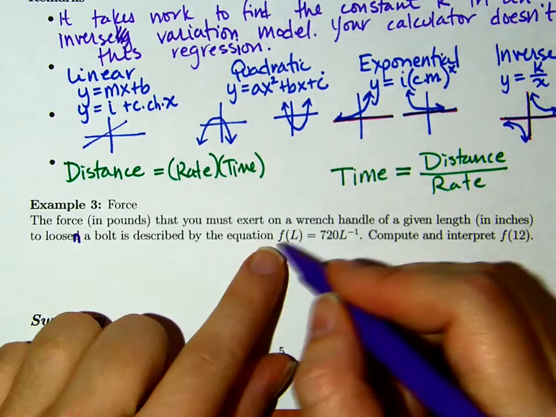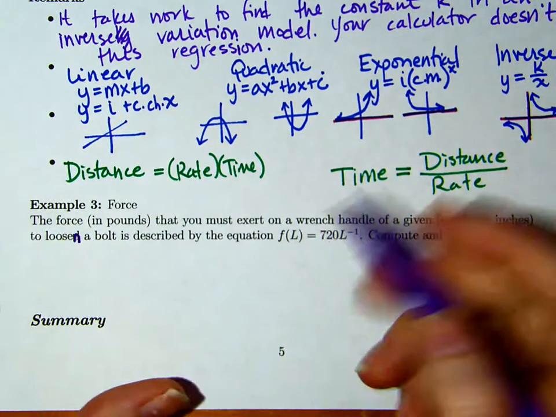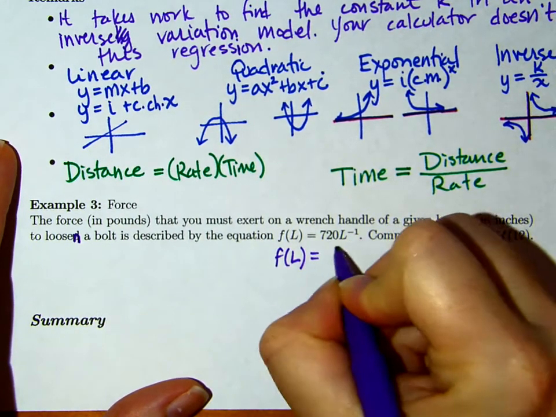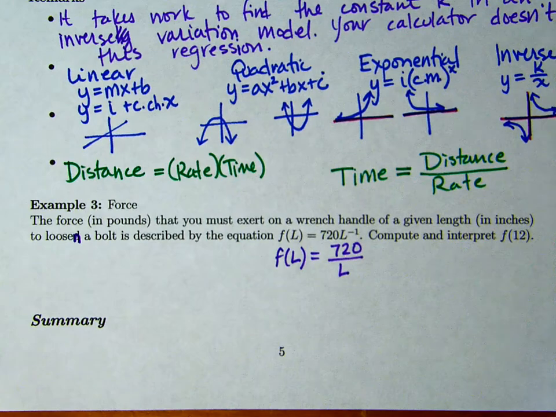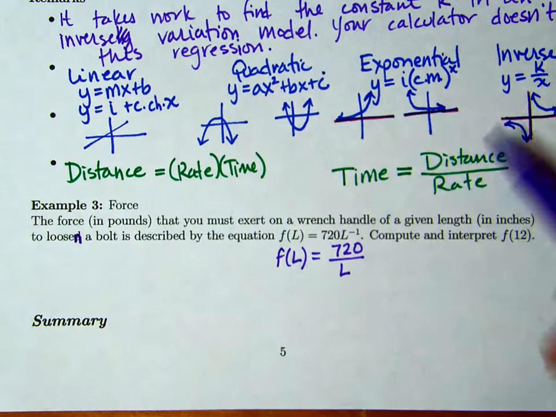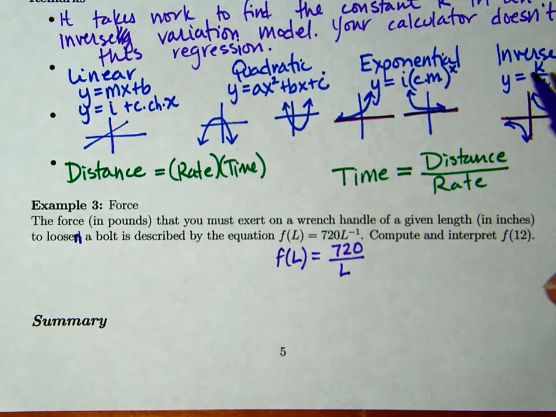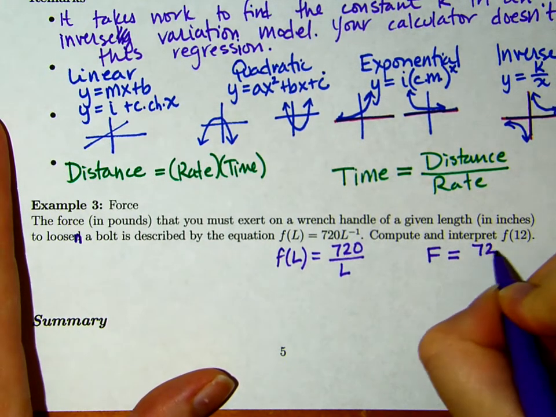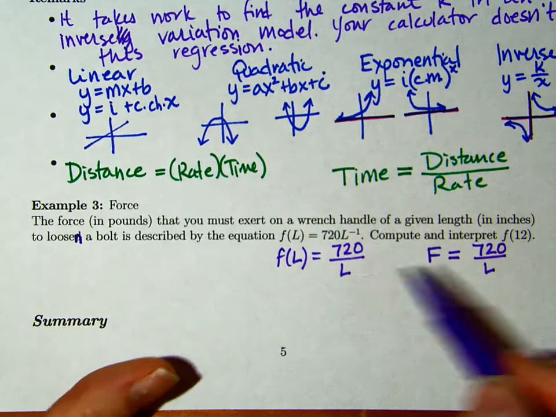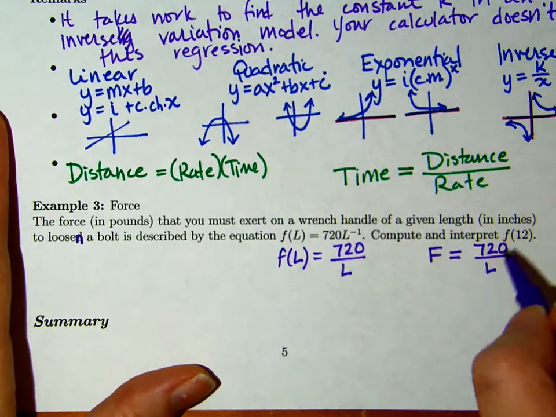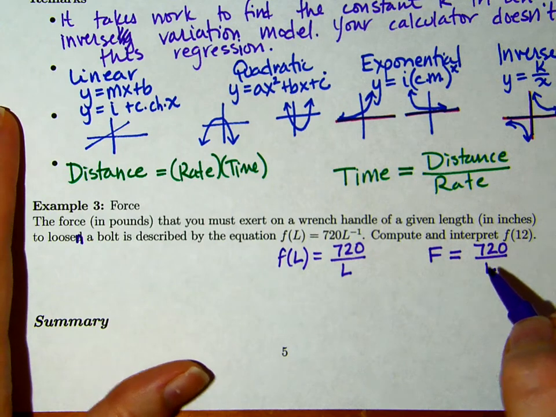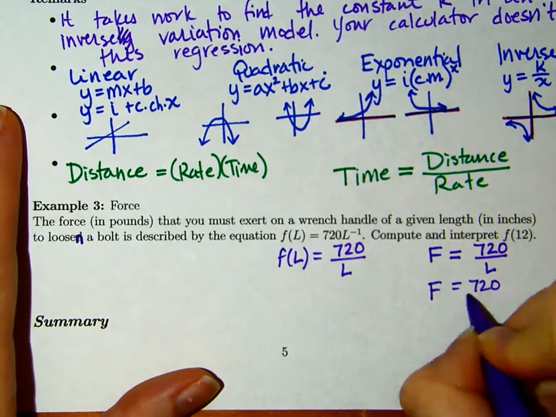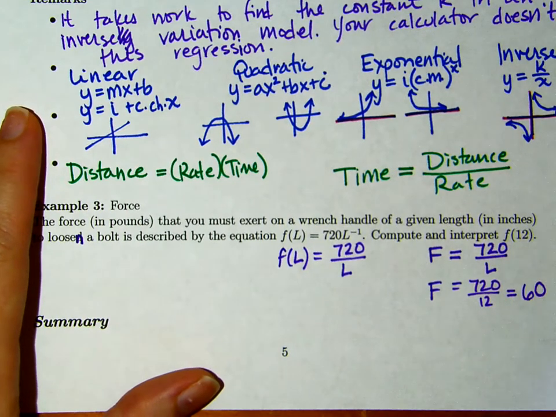So the first thing I want to mention is that this really is force, right? So I'm going to relabel this. Well, first this L to the negative 1 can be rewritten as division by L to the first power. So this is actually an inversely proportional situation, or an inverse variation situation. And I do like to rewrite this as force instead of F of L. So they use function notation, but really we could change that to force, and that's 720 divided by the length. So in this situation, they say F of 12, that means our length is 12. And so our force would be 60.